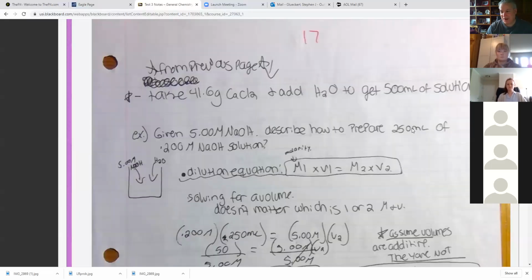Literally how you're going to describe making that thing is you want to take 41.6 grams of CaCl2, and then you're going to add water until you get to 500 milliliters total of solution. Probably the best way to measure that or make that solution is in one of those volumetric flasks. Okay. So you should be able to describe how to make a solution like that. How are we making that solution? We're making that solution from a solid and water.